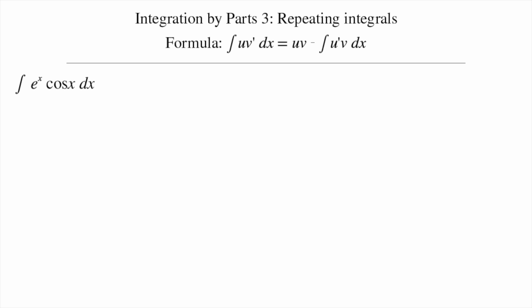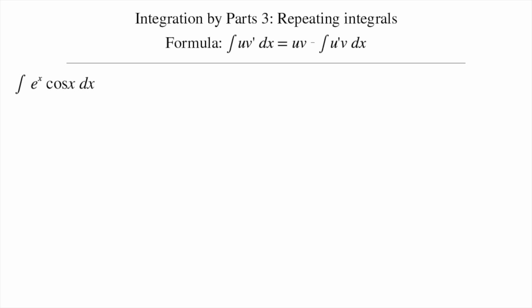So, our first job is to choose which factor in the integrand will be u and which will be v dash. As in the previous videos, we need to make this choice in such a way that the integral on the right hand side of the by parts equation becomes something we can solve. But upon inspection, we see that in this case it doesn't really make any difference. e to the x will stay the same whether we integrate or differentiate it, and cos x will become either plus or minus sin x.